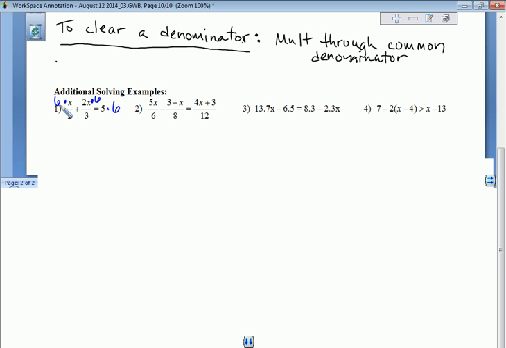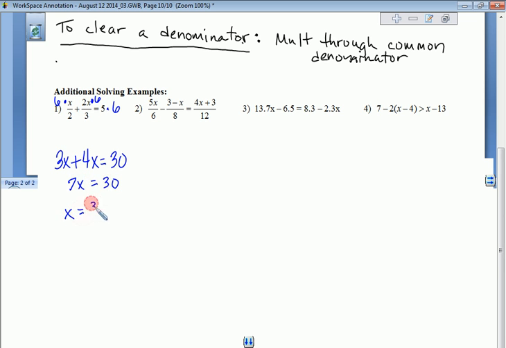So, what is 6x divided by 2? 3x. What is 12x divided by 3? 4x. And what is 5 times 6? 30. Does that look a lot easier than that? 7x equals 30.